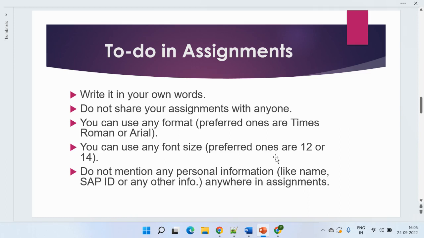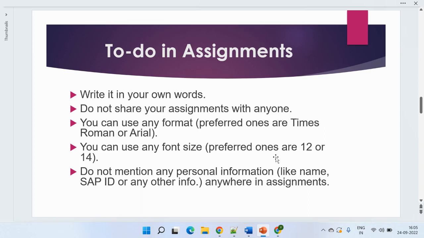Now comes what we need to do in the assignments, which is expected in assignments. The very first thing, most important, write it in your own words. That's one of the most important things. If you just follow this first step, then you are very much clean and you can easily score great marks in assignments. That's very important. Second thing is, do not share your assignments with anyone. That's very important. If you are sharing your assignments, you will get the copy case.